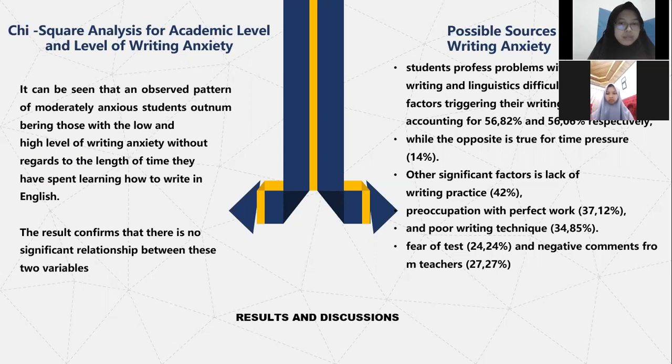And the third result is possible sources of second language writing anxiety. Second language learners often pose problems with the topic of writing and linguistic difficulties as the chief factors triggering writing anxiety, accounting for 56.82% and 56.06% respectively. And then the time pressure, about 14%.